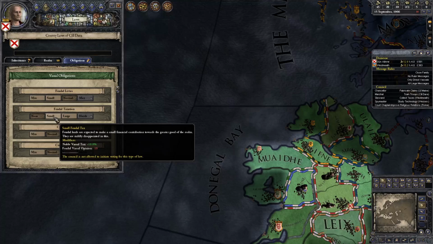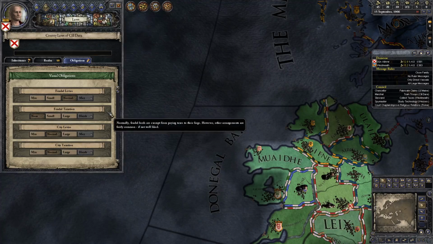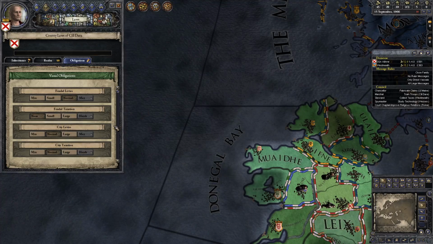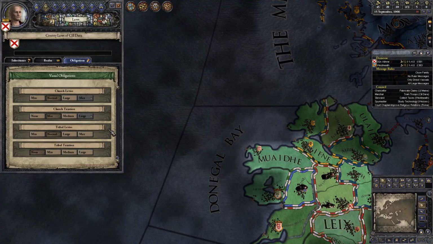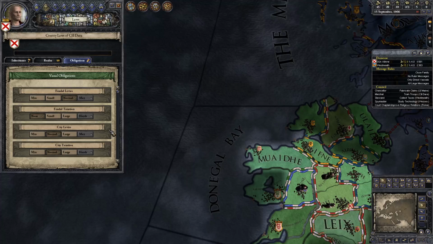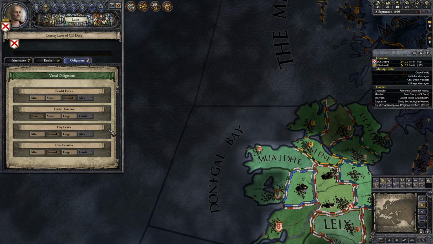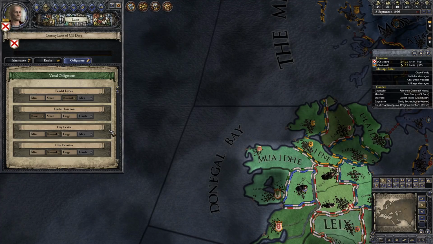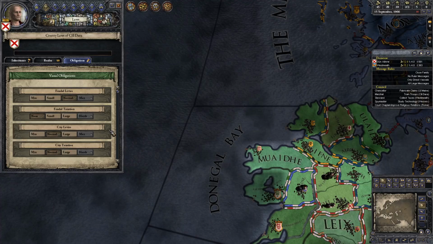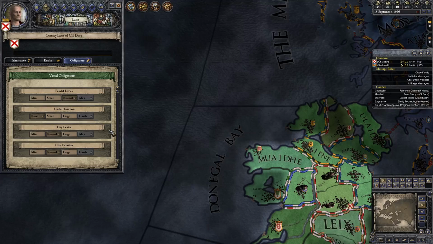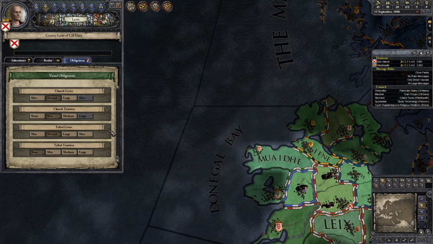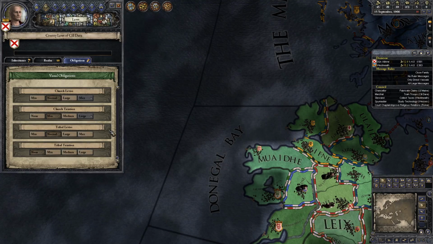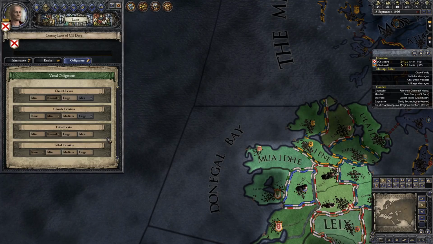Which means... Now, this is something to think about as you're playing your game. This is one of the most basic strategies: how do you want to deal with the four different types of relationship you're going to have within your realm? You have feudal lords, cities, churches, and then tribes. Ireland has no tribes, so we don't have to worry about tribes.